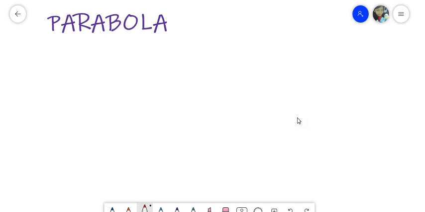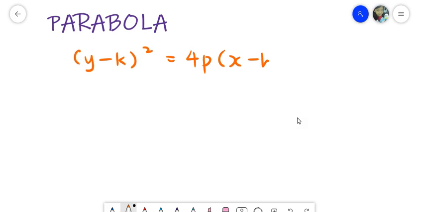Okay, class. Let's start with parabola. As we know, parabolas have two types. Let's start with the first one, with the standard equation of (y − k)² = 4p(x − h).